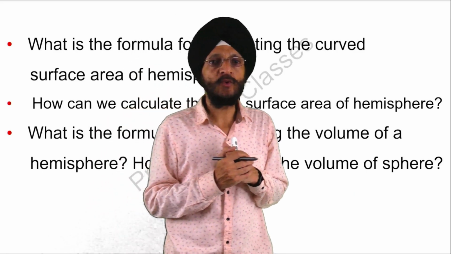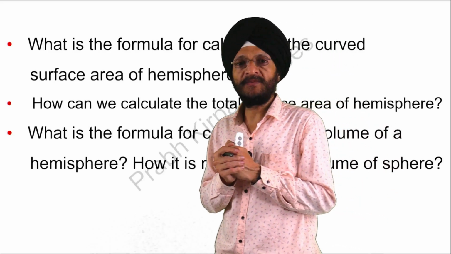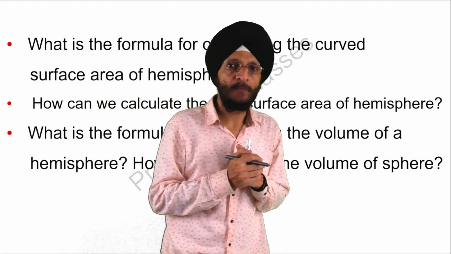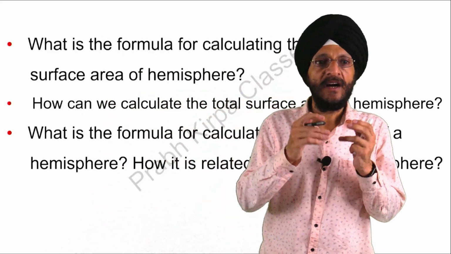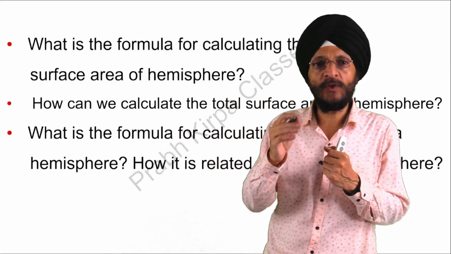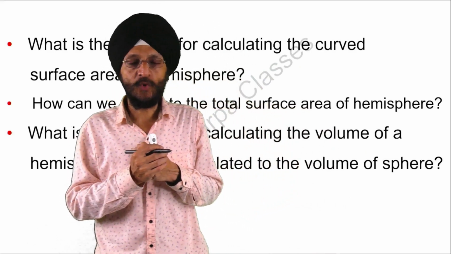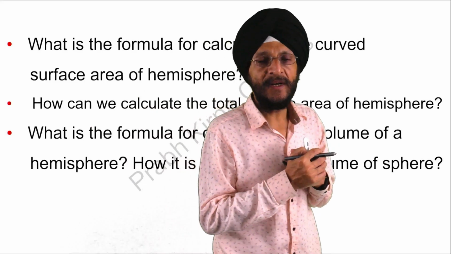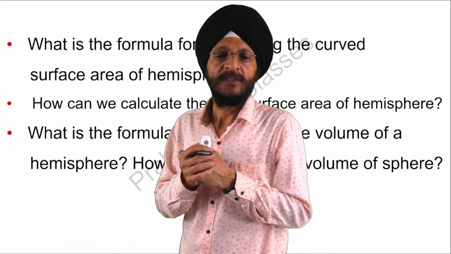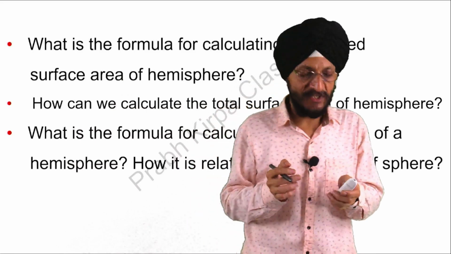The students will also understand that they can calculate the volume of a hemisphere by using the formula 2 over 3 pi r cube. They will also understand how the formula of volume of a hemisphere is related to the volume of a sphere. In this course, we will solve many questions pertaining to the surface area and volume of a sphere so that you can better understand this concept.